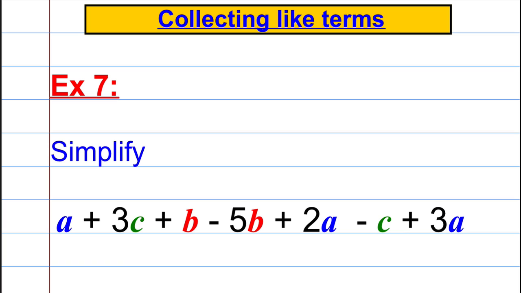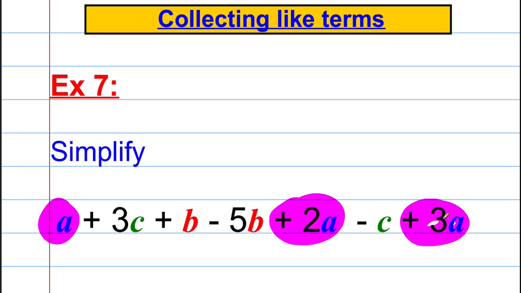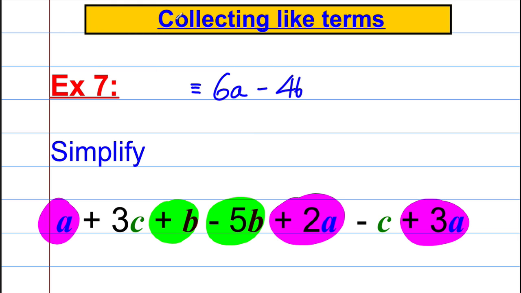Okay, here's another one. We've got ourselves A, and we add 2A, and we add 3A. So I'm going to write the answer up here, identical to 6A. And then I'll do it in a different colour. We've got a positive B, and we take away 5B. So we've actually got subtract 4B. And lastly, we've got ourselves 3C, and we take away a C. So that obviously leaves us with 2C. And that's our answer for this one.